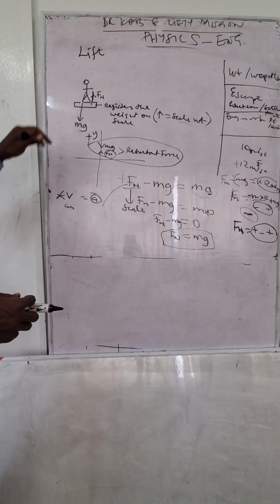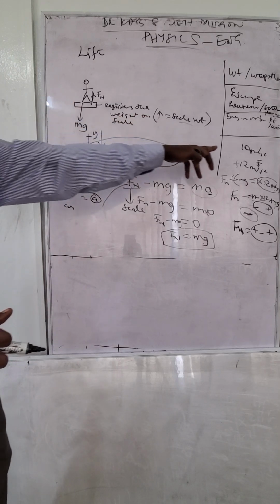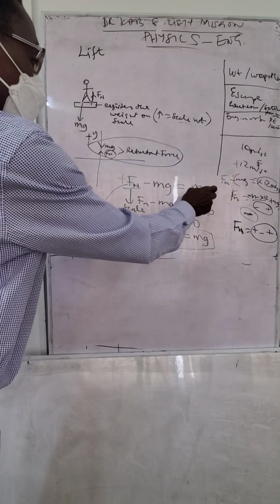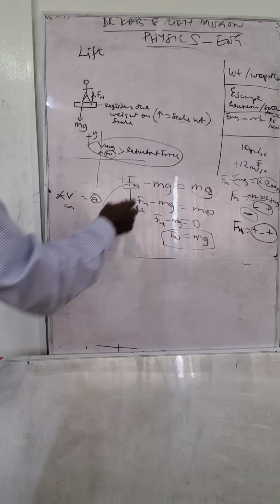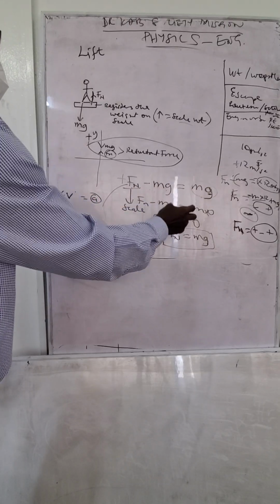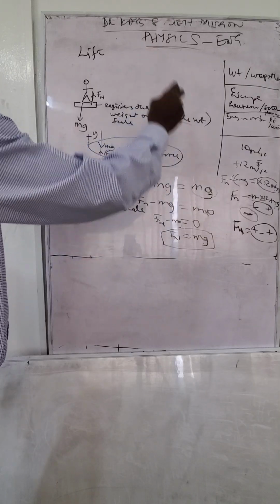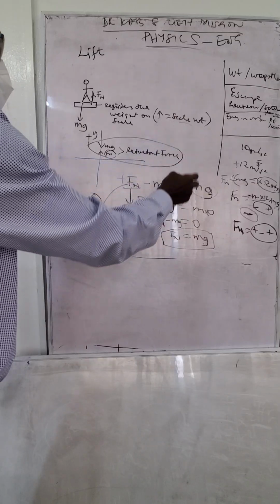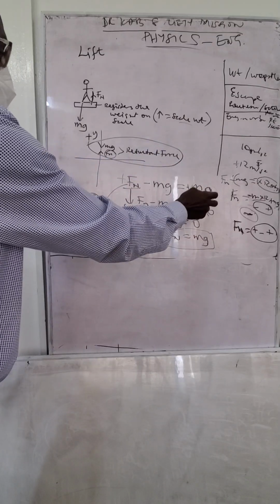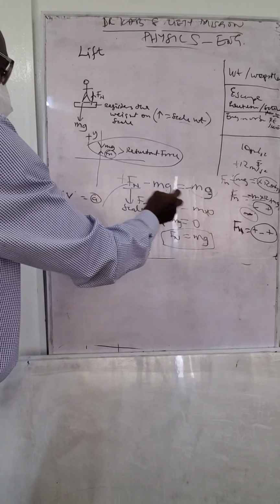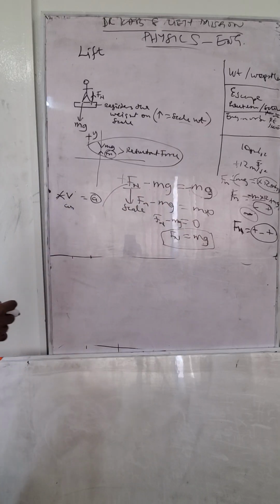Now, if the body is moving with the same acceleration as gravity, what do you think will happen? Let's say this is also mg. This becomes plus. And then it depends on whether it's going up or downwards. If it's going upwards, then this is positive. If it's going downwards, it's negative. This becomes positive. Then it cancels out, so that Fn becomes 0. Then you are weightless.